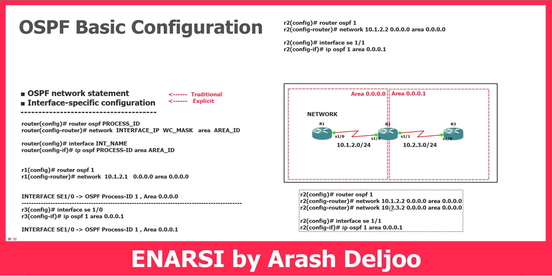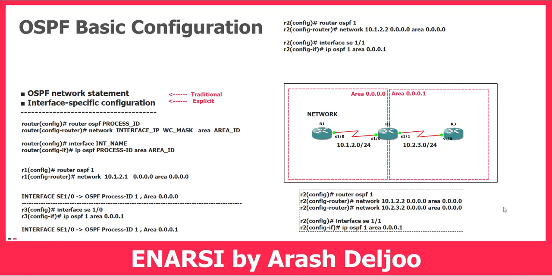But if we have some conflict between the traditional configuration and explicit configuration, the interface specific configuration has higher precedence or higher preference. Why? Because you have configured on one interface explicitly that this interface is a member of area 1. That's it. Because of that, don't worry about the conflicts.